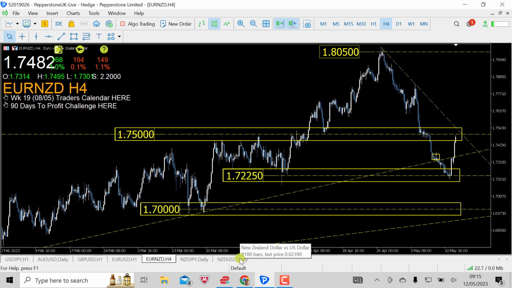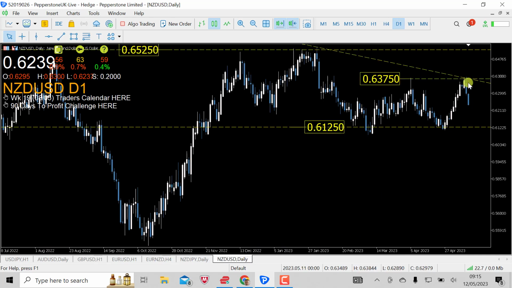But the basic reasoning for why we didn't want to be long Kiwi anymore was because of the New Zealand US dollar. It came up into a really good, really strong resistance level, which were these previous highs at 0.6375 and trendline resistance as well. So what we wanted to see is if price broke through that level, it would have allowed us to continue to be long Kiwi, but it didn't. It found resistance, and it looks like we're going to be heading back down to the range lows at 0.6125 now.